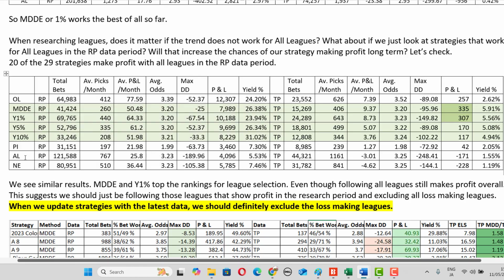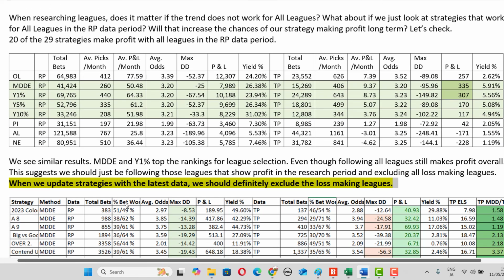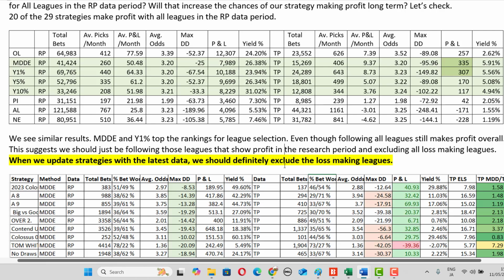But what we also see here is that these strategies that use the most data, that include losing leagues, the all leagues and the negative exclusion method, these methods include losing leagues, because the concept is that, well, maybe we shouldn't exclude leagues, maybe the trend is still valid there, but they lose really badly. So here I can say very strongly, very confidently, when we update strategies with the latest data, we should definitely exclude the loss-making leagues. So I can very confidently say that's one thing I've learned from this research: only include profit-making leagues.